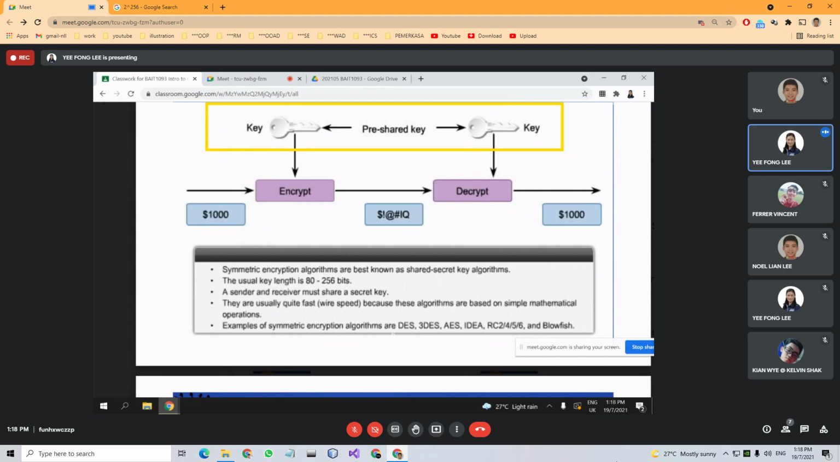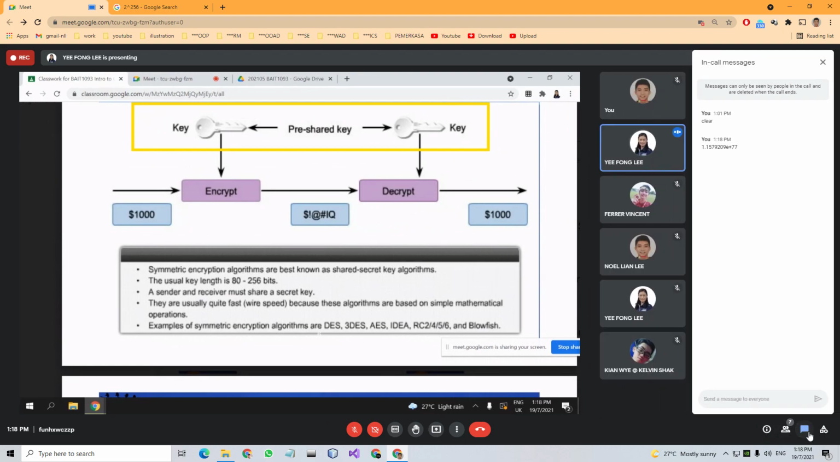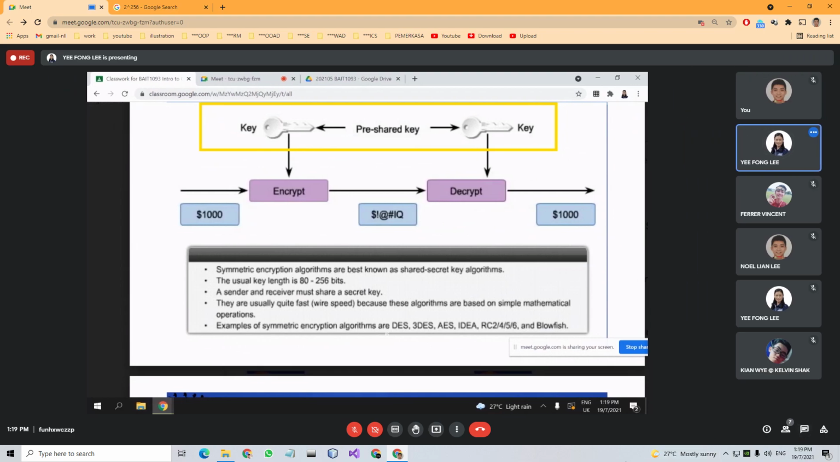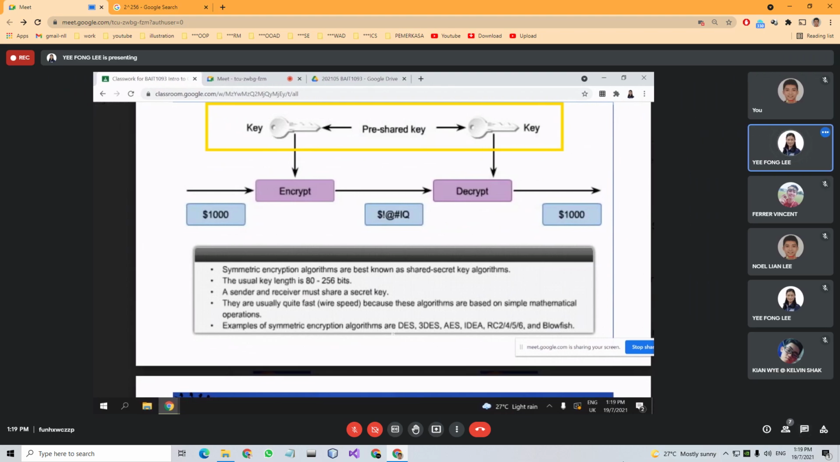Because of the simple mathematical operations, that's why some people use a brute force attack. Have you ever heard of a brute force attack? What is that? It's like cracking a password by trial and error. Yeah, correct.